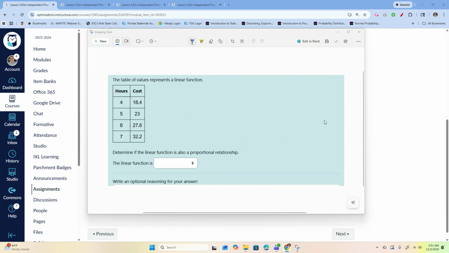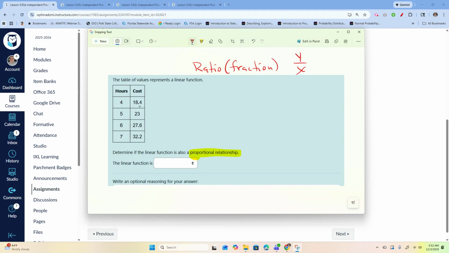Problem number 2. So here is question number 2. Again, they gave us a table. We want to find out if this table is proportional. How do you find if it's proportional? You're going to do a ratio, which is a fraction, okay? And the fraction or the ratio you're going to make is going to be y over x, which means that each of these rows, I'm going to take the y value. Now remember, here we have hours and costs. First column is x, second column is y.